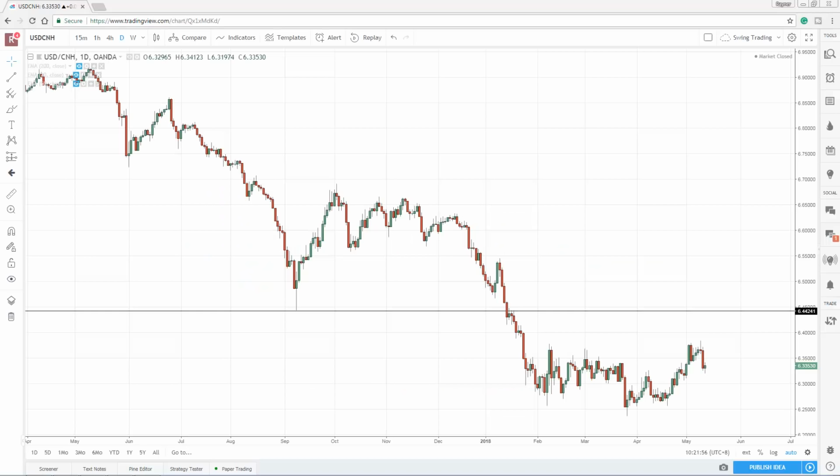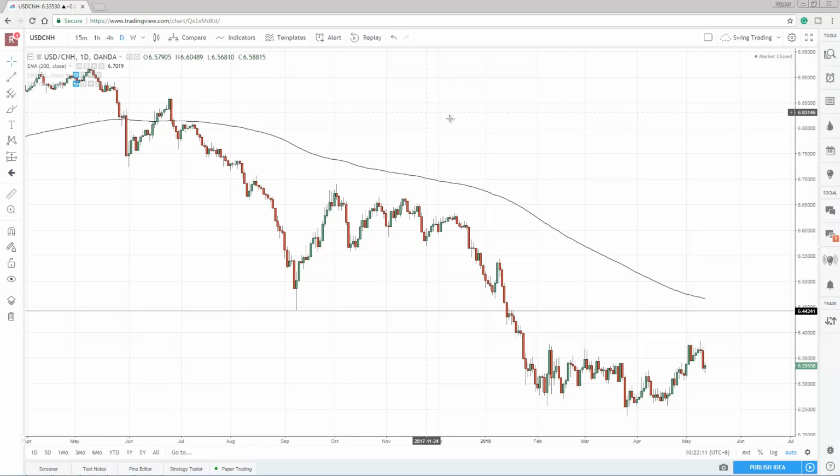Okay, so the first trade that I want to talk about is the dollar against the Chinese yuan. This is the daily time frame, and you can see that clearly this market is in a downtrend. If you are not sure, just pull out your 200 period moving average, and you can see that the market has been below the 200 MA for quite a while, I think since last year July, and your bias should be towards the short side.